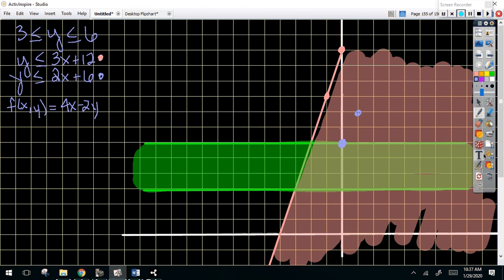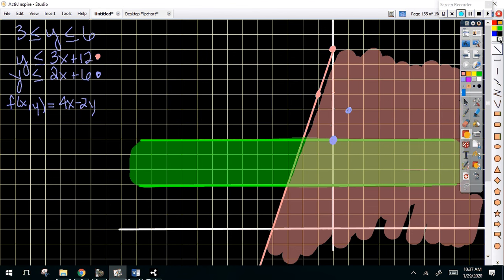Is everybody with me on this? Which one are you on? The last one. 6, and then 2. And this one I shade down again, right?